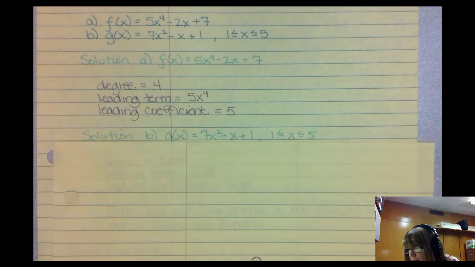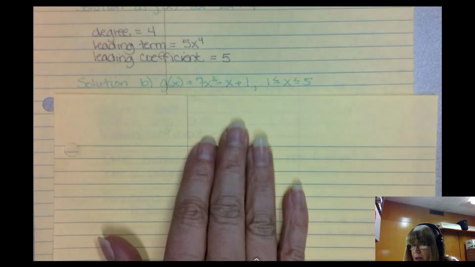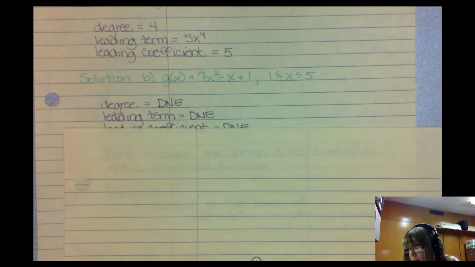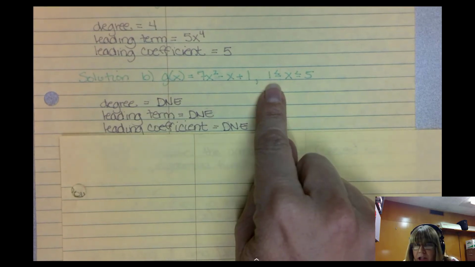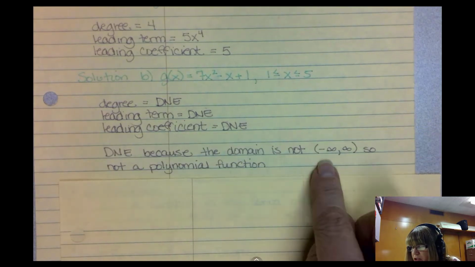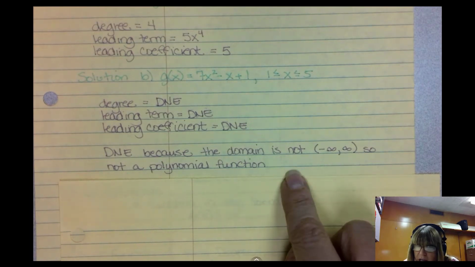Now our solution for the second one: g(x) equals 7x squared minus x plus 1, and 1 is less than or equal to x is less than or equal to 5. Well, the degree doesn't exist. The leading term doesn't exist. The leading coefficient doesn't exist. Now you might be asking, why in the world are you saying doesn't exist? Well, look at our domain. Our domain only goes from 1 to 5, including those values, and therefore, because our domain is not negative infinity to positive infinity, we're not going to count this as a polynomial function.